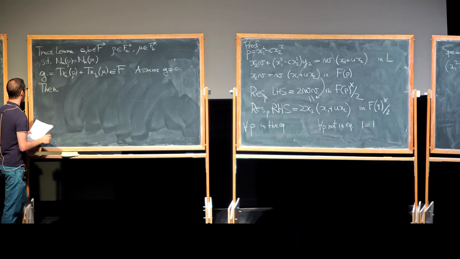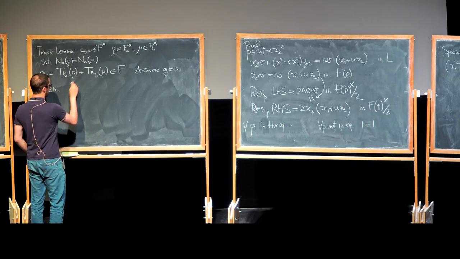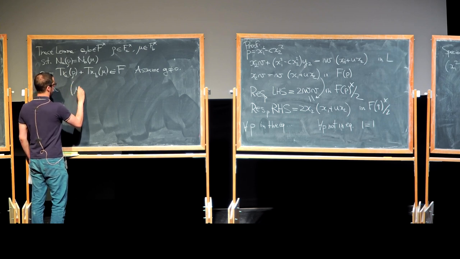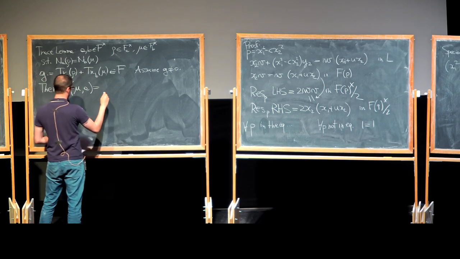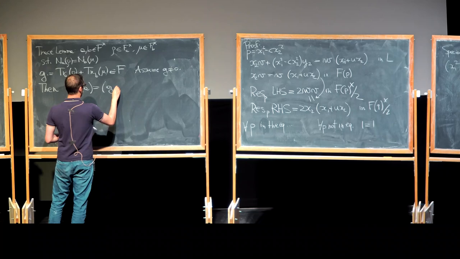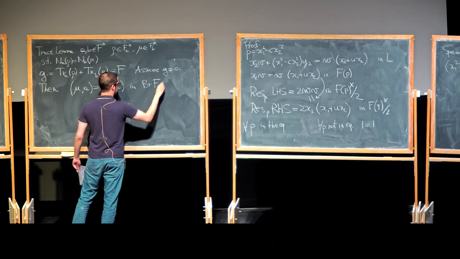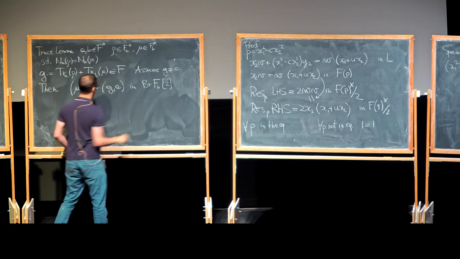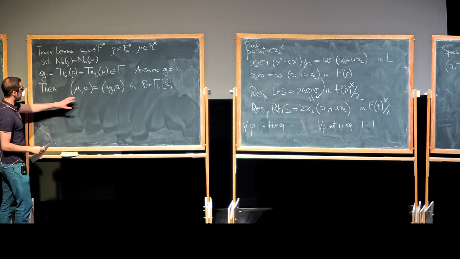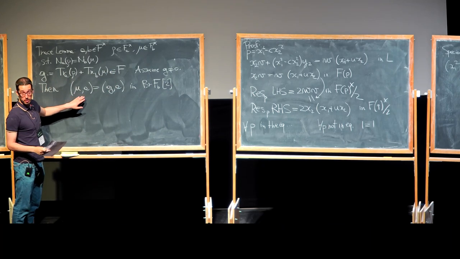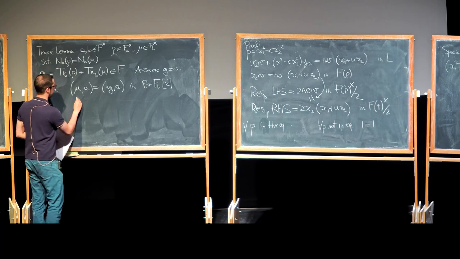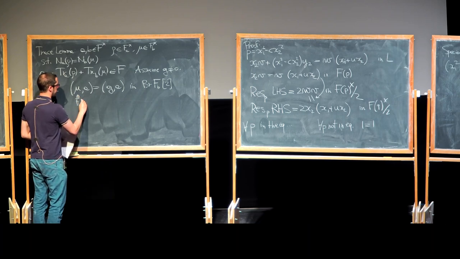Then what do we get? We get this identity in the Brauer group of F_B: the Brauer class (mu, A) is equal to the Brauer class (G, A). So what is the point of this lemma? Well, you see, this is an honest class in Brauer F_B, right? The first element is in F_B star, and the second element is in F star.